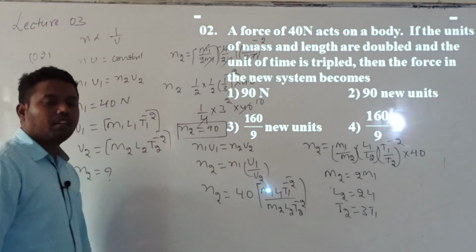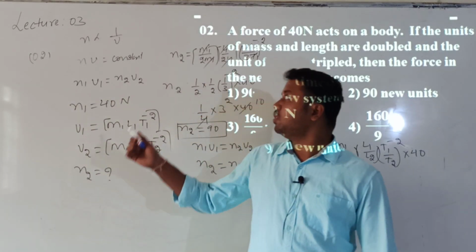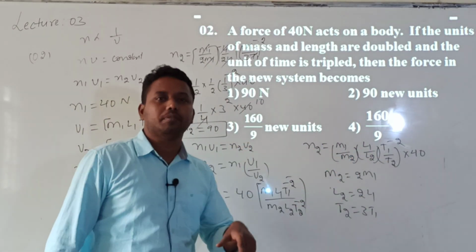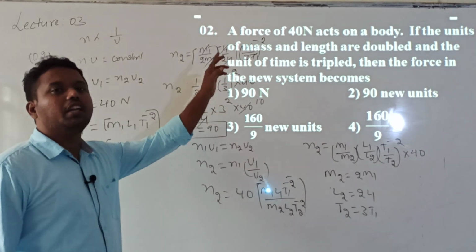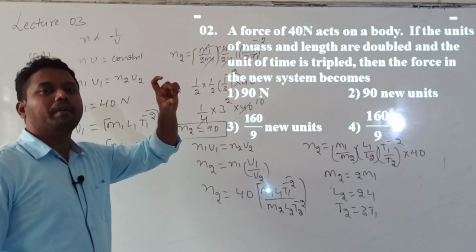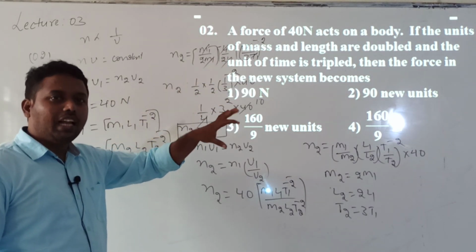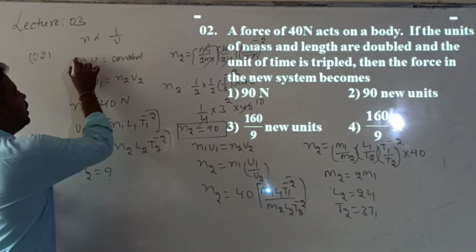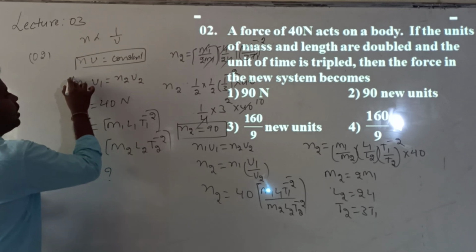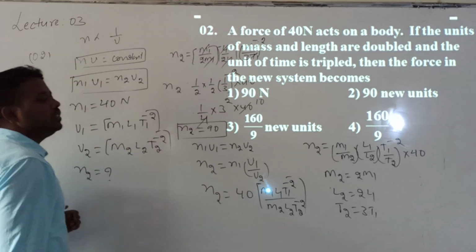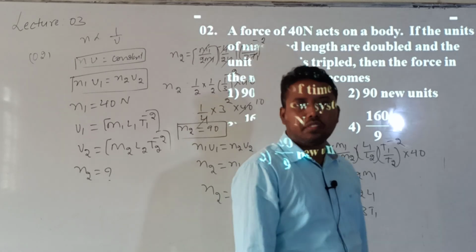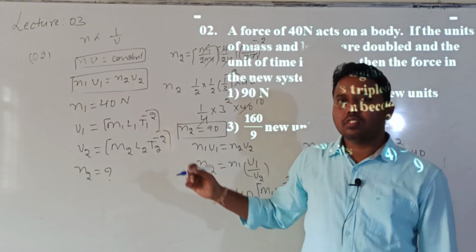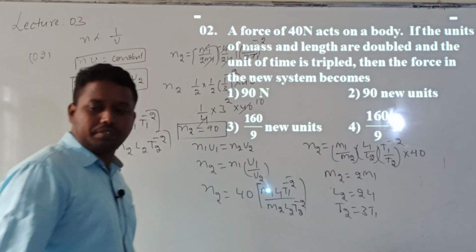First they gave the force value of 40 newtons in one system. They are asking for the value in the new system where mass and length are doubled and time is tripled. So using the relation n u is equal to constant, or n1 u1 is equal to n2 u2. Clear? So this was question number 2.